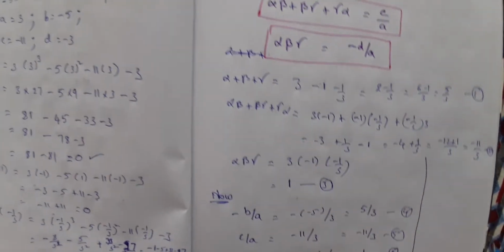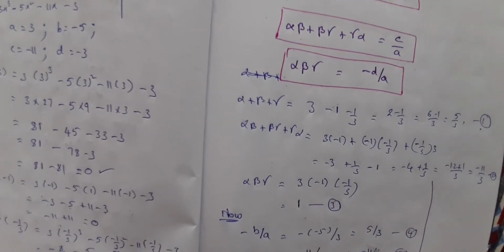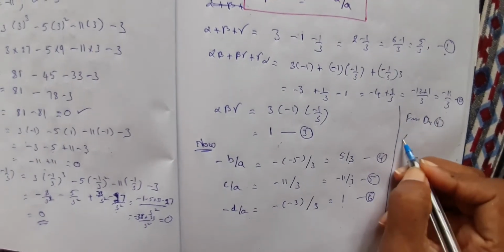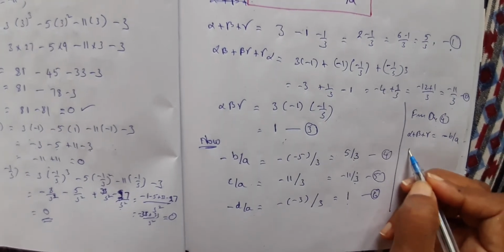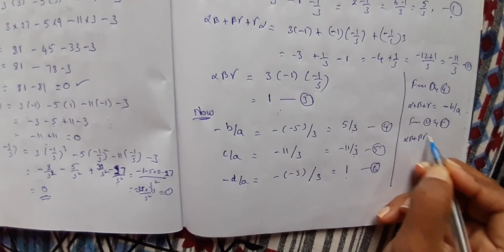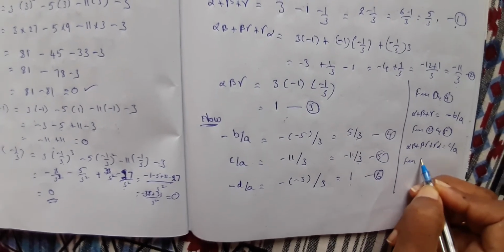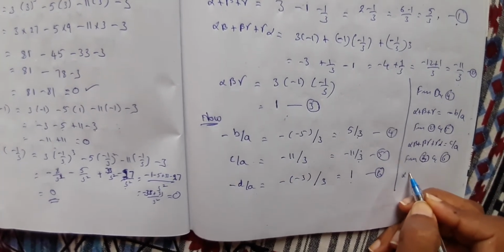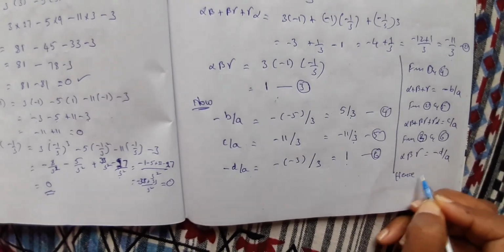So what do we conclude? So 1 is 5 by 3, which is 5 by 3 here in 4. It is minus 11 by 3. This is minus 11 by 3. This is 1. This is 1. So therefore from 1 and 4, what you can conclude? Alpha plus beta plus gamma is equal to minus b by a. So next from 2 and 5, what can we conclude? Alpha beta plus beta gamma plus gamma alpha is equal to c by a. And from 3 and 6, what can we conclude? Alpha into beta into gamma is equal to minus d by a. Hence verified.